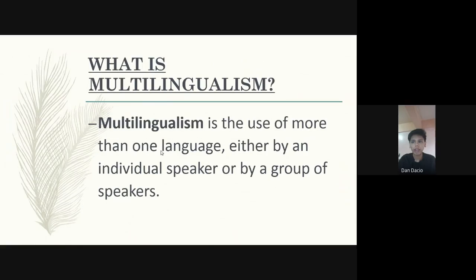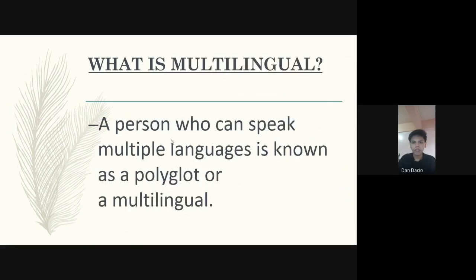Multilingualism is the use of more than one language, either by an individual speaker or by a group of speakers. So, if bilingualism refers to the use of two languages, multilingualism is the use of more than one language. It's a use of two or more languages. A person who can speak multiple languages is known as a polyglot or a multilingual, while a person who knows how to use two different languages proficiently is called bilingual.